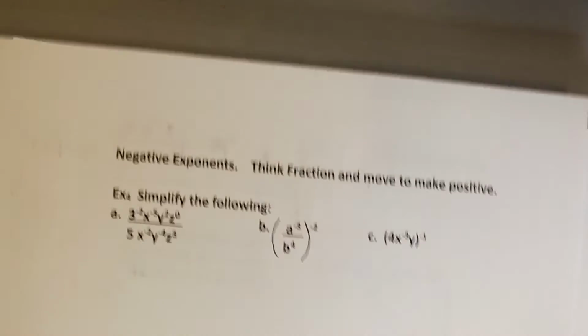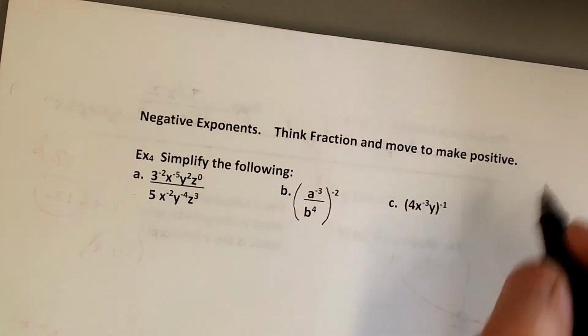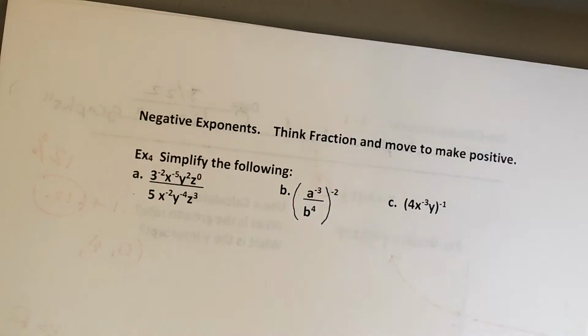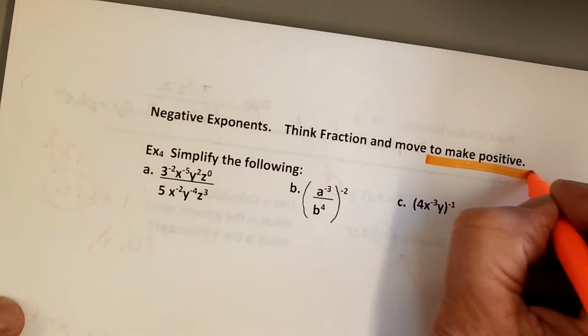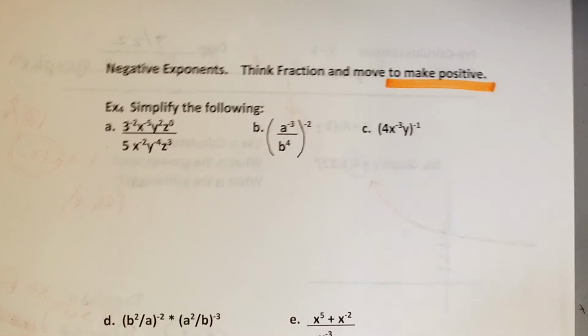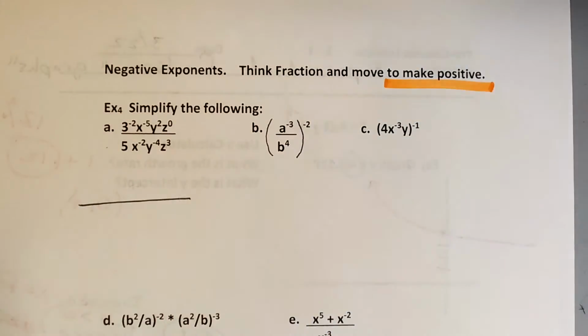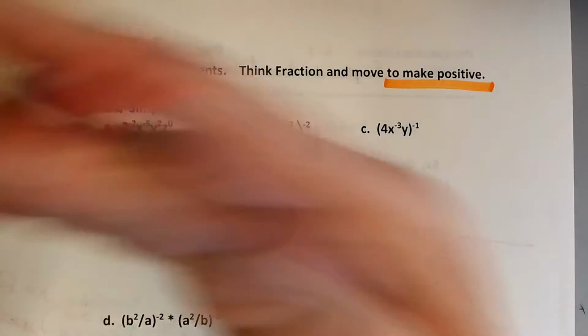All right. Negative exponents. All right, think fractions and move to make positive. Okay, so here's the second piece of this, okay? We've done this before, luckily. We did this in Algebra 2, and I think we also did this in geometry, right? I think so. Okay, ready? Negative exponents. You guys remember doing negative exponents?